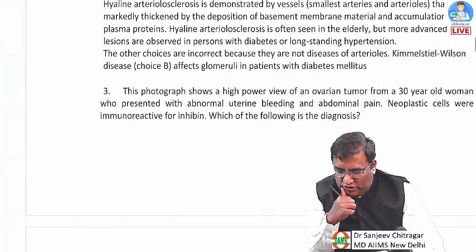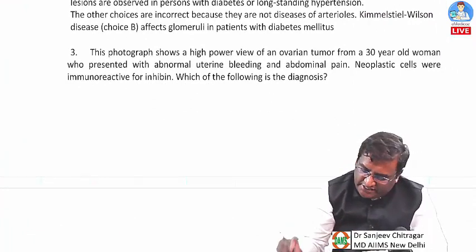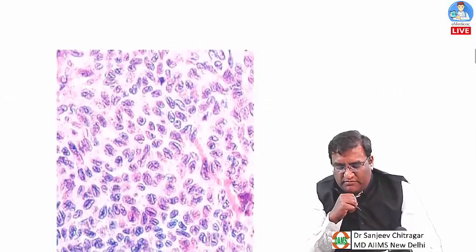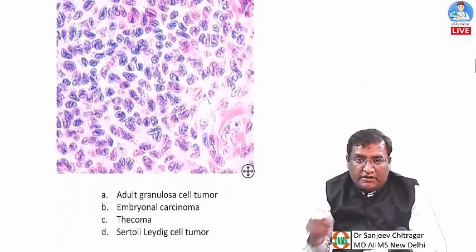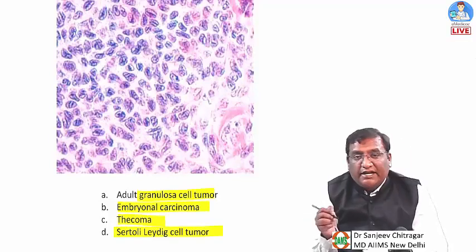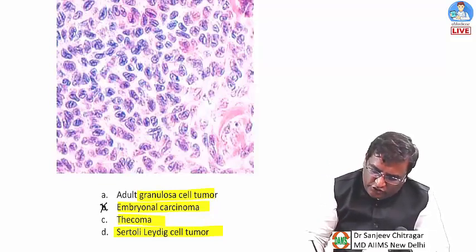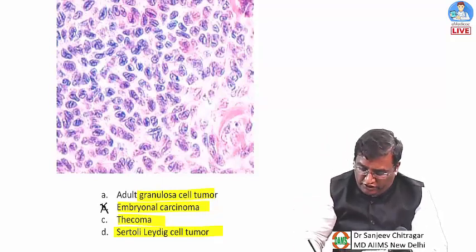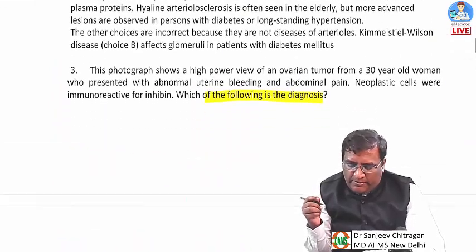Next, let us look at the next question. Okay, a lengthy one, the last line again. Which of the following is a likely diagnosis? There is an image given, and the likely diagnosis has been asked. Options given are adult granulosa cell tumor, embryonal carcinoma, thecoma, Sertoli-Leydig tumor. Definitely I don't see it as an embryonal carcinoma, because embryonal carcinoma will have more pleomorphic nuclei. Anyway, let me look at the question, then it will help me out.